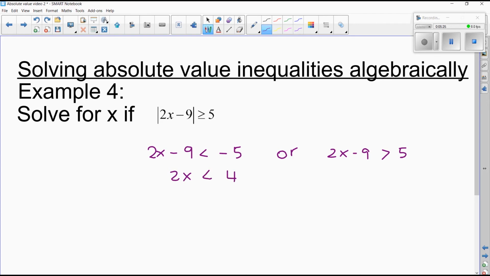So 2x is less than 4. Dividing both sides by 2, x is less than 2. The inequality symbol does not change direction because I'm dividing by a positive number. Then I have 2x must be greater than 9 plus 5, which is 14. So I have x must be greater than or equal to 7, and each time my inequality should have been greater than or equal to, and here it should have been less than or equal to. So any real number less than or equal to 2, or any real number greater than or equal to 7 will satisfy this inequality.